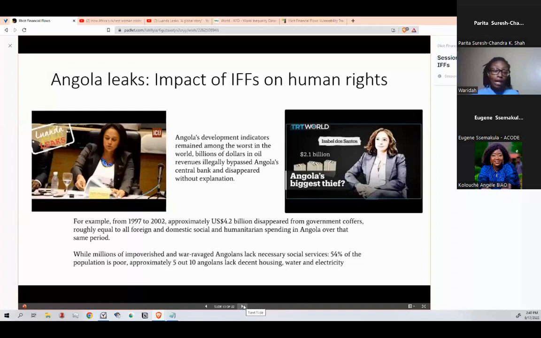Angola has also had civil wars, and we can even say that is one of the main problems, but we can see how IFFs have been affecting this country, and the channels through which the outflows are taking place are many. For example, we can see billions of dollars in oil revenues illegally bypassed Angola's central bank and disappeared without explanation, even without the case of this particular individual, Isabel.